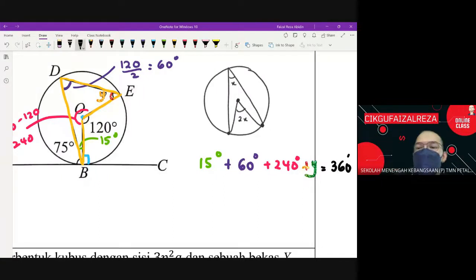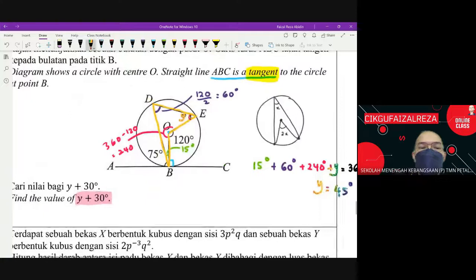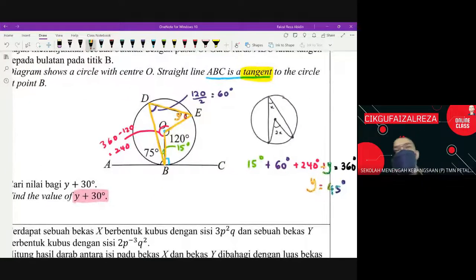Can I find my y? It's going to be 45 degrees. Okay, 15 plus 60 plus 120, you bring to the right side. So 360 minus 195, you are going to get y here as 45. Is it your answer? Not yet. Look at the question. The question is asking for y plus 30, which means 45 plus 30, you are going to get 75 degrees. That's going to be your answer.